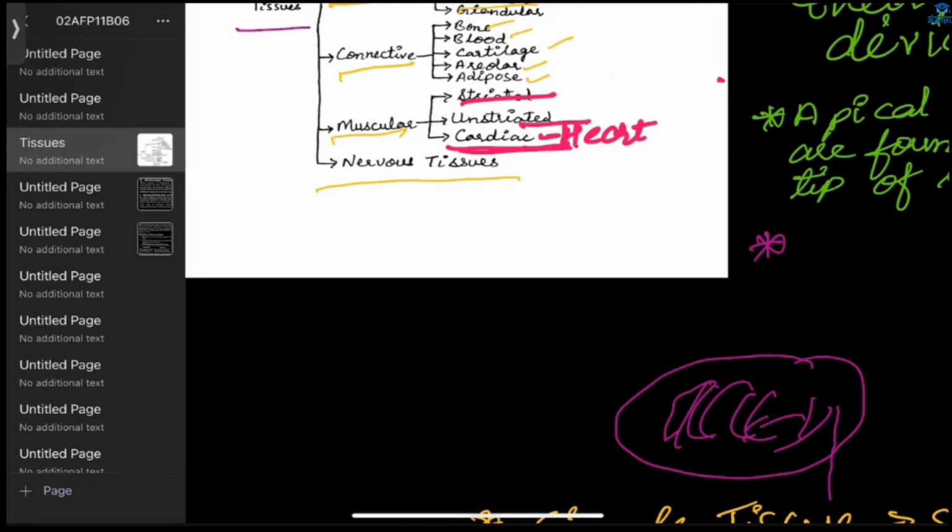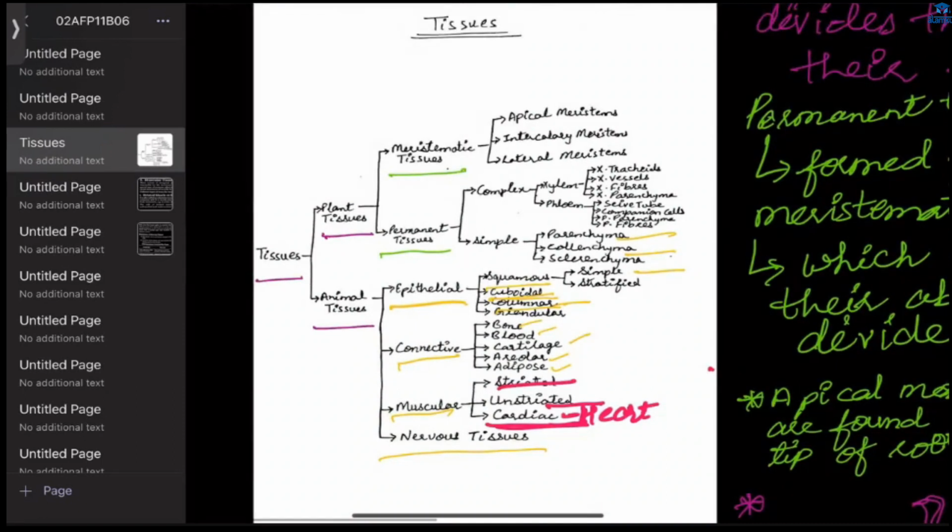Just the last topic is nervous tissue. Nervous tissue, I told you, contains sensory information. And they take this sensory information from any tip or any body part to the brain so that our brain can receive the info. Okay? So this is the whole scenario of what you have studied in the tissue chapter. And ma'am will also, when she comes and teaches, tell you the elaboration of muscle and nervous tissues. Okay?